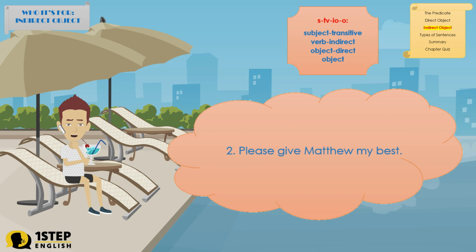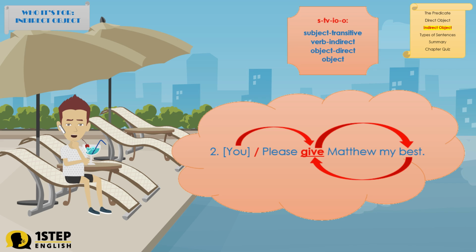2. Please give Matthew my best. Let's check your answer. The subject is you. You is an understood subject. The predicate is please give Matthew my best. The verb is give. From subject to verb, you give. From verb to direct object, give best. From direct object to indirect object, best to Matthew.